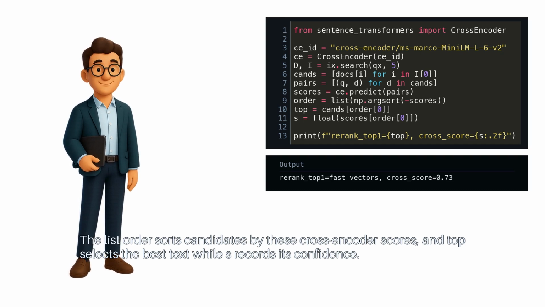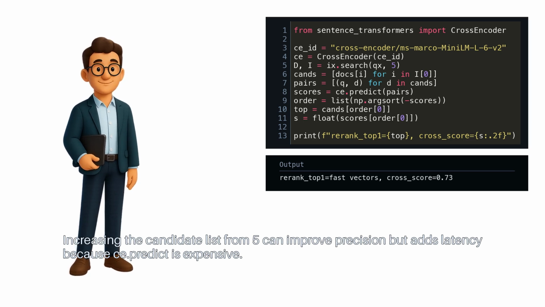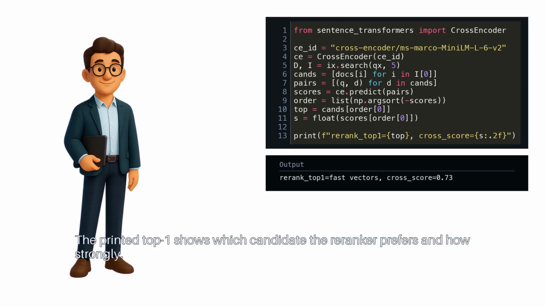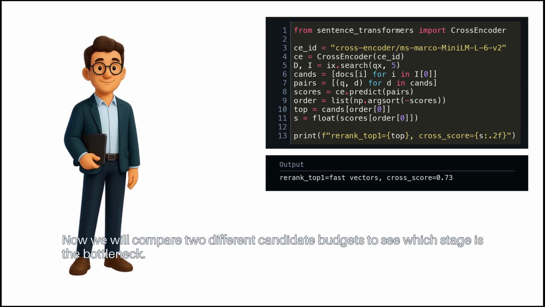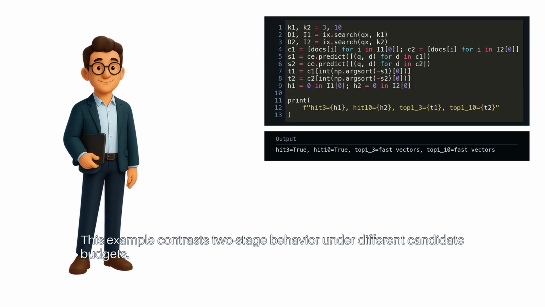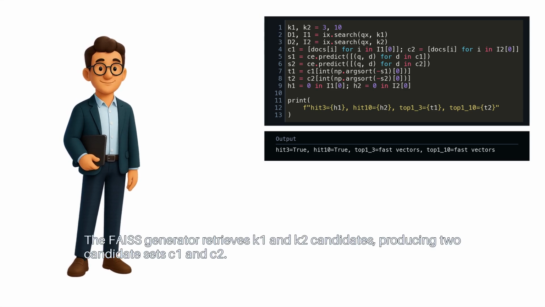S records its confidence. Increasing the candidate list from 5 can improve precision, but adds latency because CE.predict is expensive. The printed top 1 shows which candidate the re-ranker prefers and how strongly. Now we will compare 2 different candidate budgets to see which stage is the bottleneck. This example contrasts 2-stage behavior under different candidate budgets. The FAISS generator retrieves K1 and K2 candidates, producing 2 candidate sets, C1 and C2.